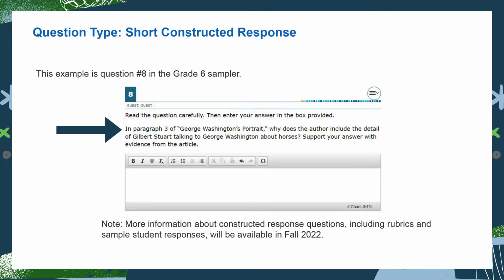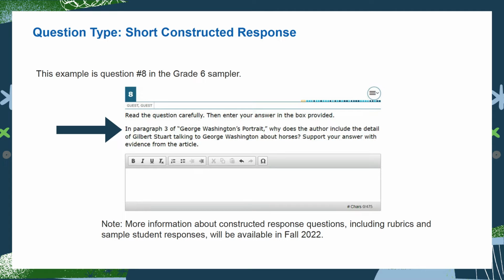Short constructed responses will give the students a prompt and then a text box in which they have to type their answer. We are told that the short constructed responses will direct the students back to a particular place in the text. You can see in this question that it starts out, in paragraph 3 of George Washington's portrait, why does the author include the detail of Gilbert Stuart talking to George Washington about horses? Support your answer with evidence from the article.